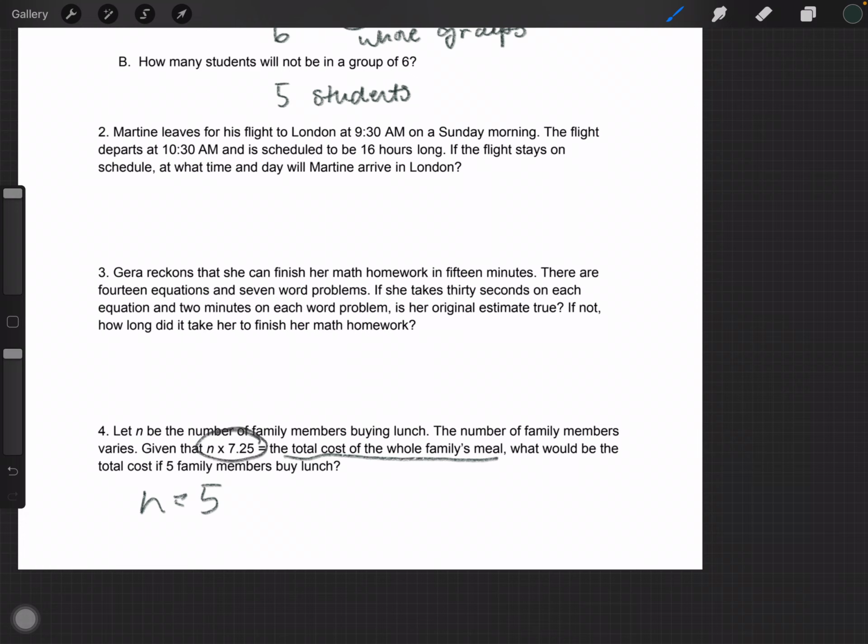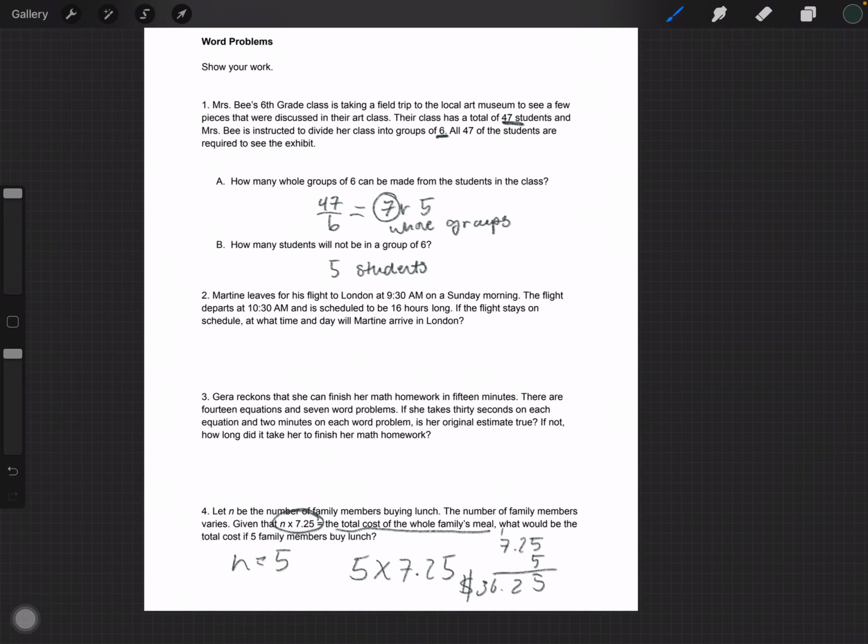Now since n equals 5, we can put 5 times 7.25, which, let's do some math here. 5, 1, 30, 36. Okay, $36.25. That's all.